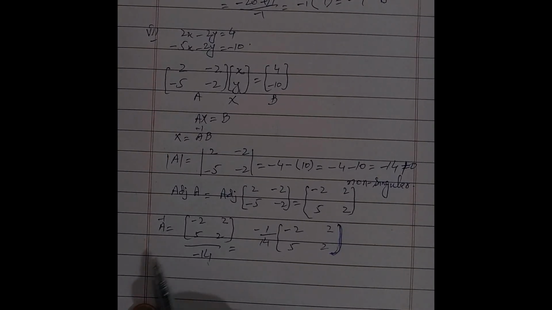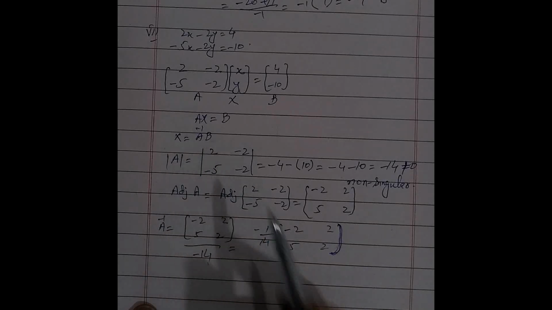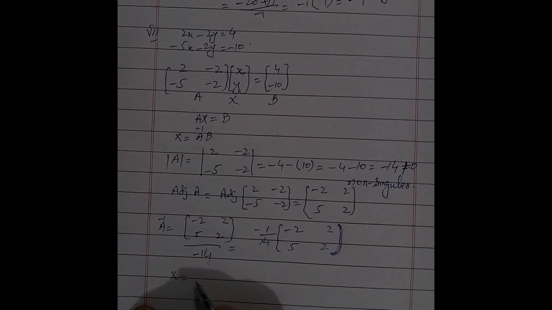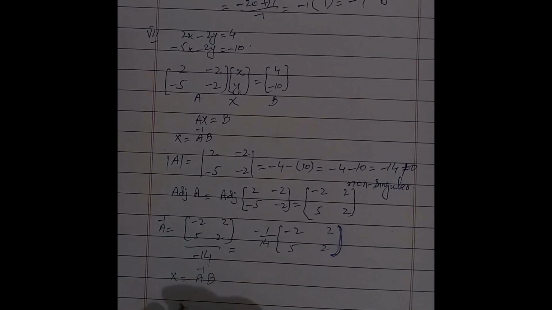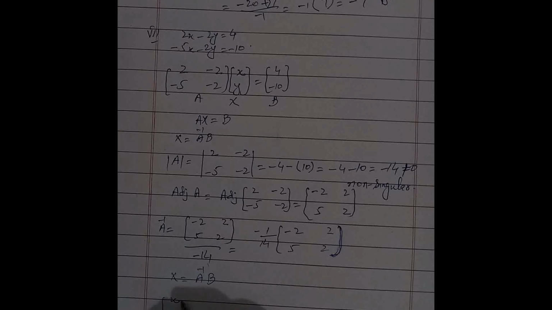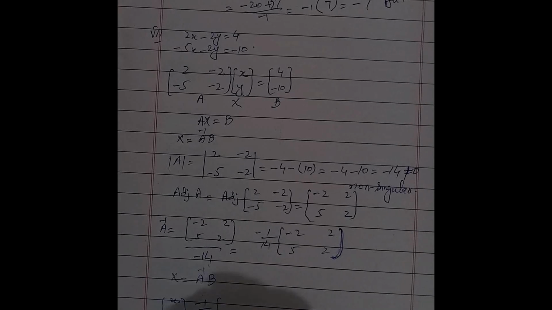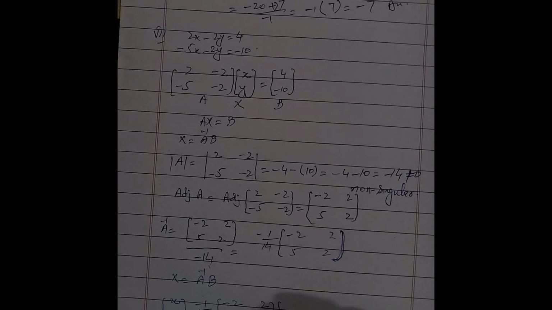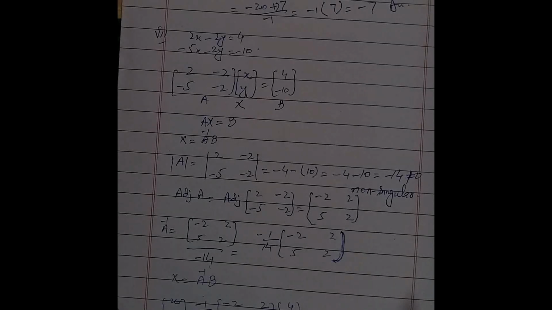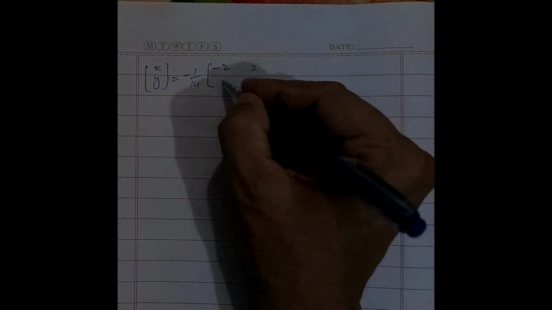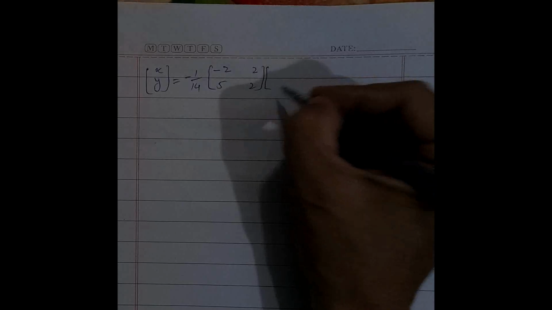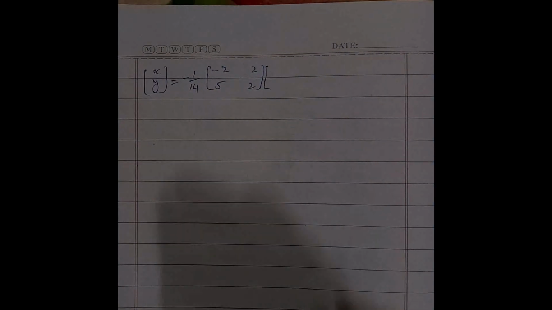Now put A inverse, B and X in the formula. We get X is equal to A inverse B, where the X element is xy, A inverse is equal to -1 over 14 into -2, 2, 5 and 2, and the element of B is 4 and -10. Now we simplify these values: -2, 2, 5 and 2 into the element of B, 4 and -10.